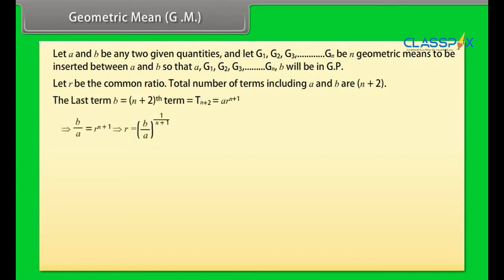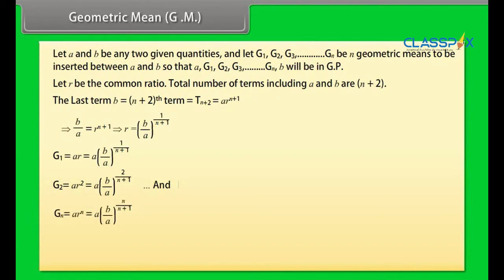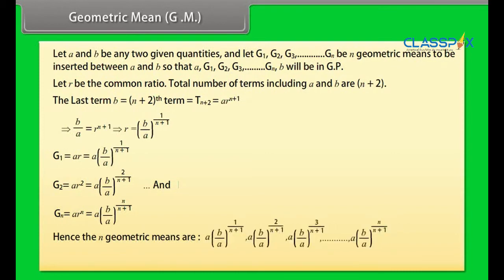The last term b is a into r raised to n plus 1, so r is equal to b by a raised to power 1 by n plus 1. G1 is equal to a into r is equal to a into b by a raised to power 1 by n plus 1. G2 is equal to a into r square is equal to a into b by a raised to power 2 by n plus 1. And so on. And Gn is equal to a into r raised to the power n is equal to a into b by a raised to power n by n plus 1. Hence, the n geometric means are these, which can be inserted between a and b.